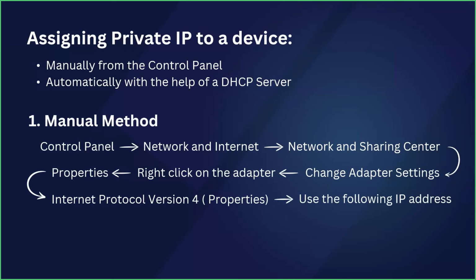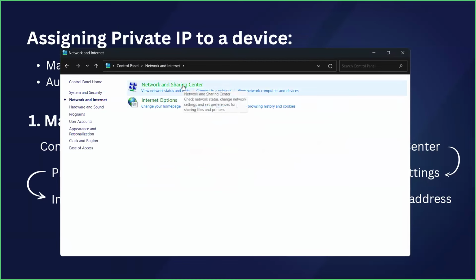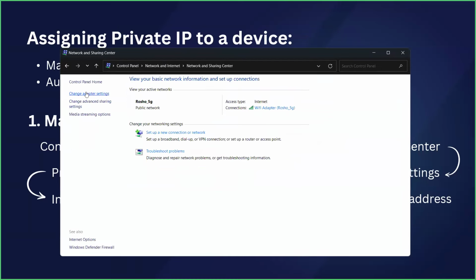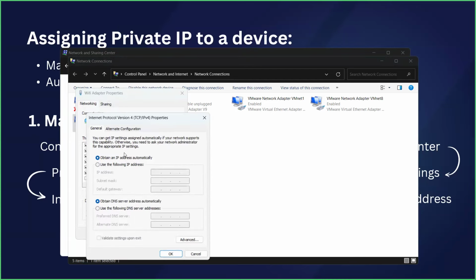One by one. So if I show you this practically as well, I can just search for control panel. In the control panel, I go to network and internet, network and sharing center, change adapter settings, and then I right click on the adapter, whichever adapter I want to change the IP for. Go to the properties. In the properties, I select IPv4 properties, and here I can assign the IP. So right now I'm getting it automatically from a DHCP server. But if I have to assign a manual IP, I select the second option here, and then I specify the IP.